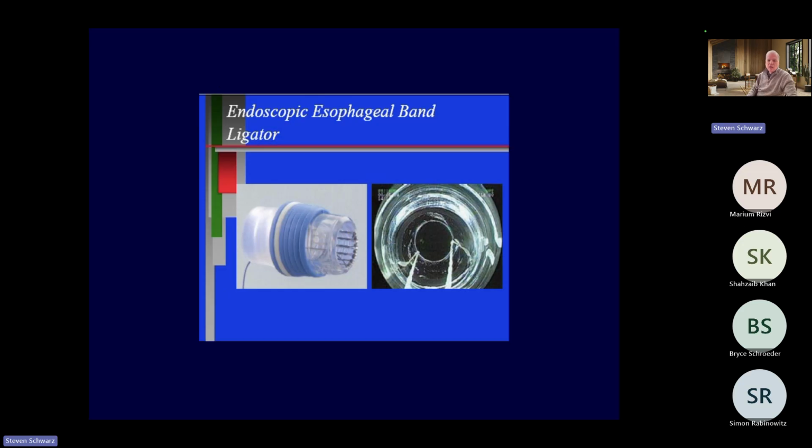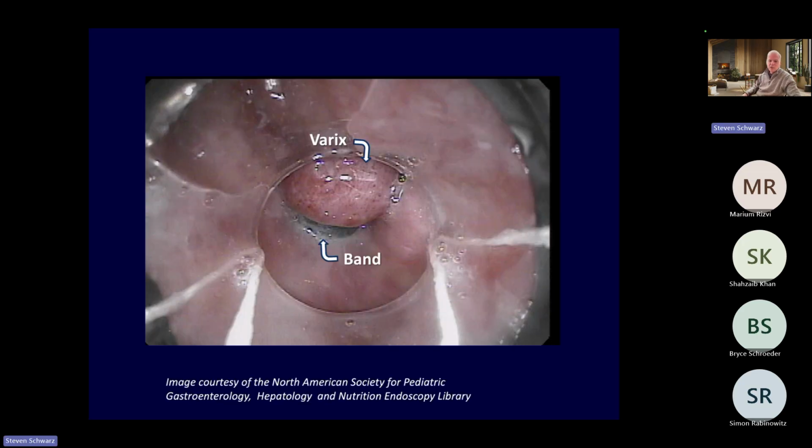And this is the device. You see these individual bands, and there's a string. You can see the string here that comes up, and each time you pull the string, one of the bands gets released. And what happens? Here you go. You use suction. You suck the varix up into the overtube on the scope, and then you release one of the bands, and it strangulates the varix.